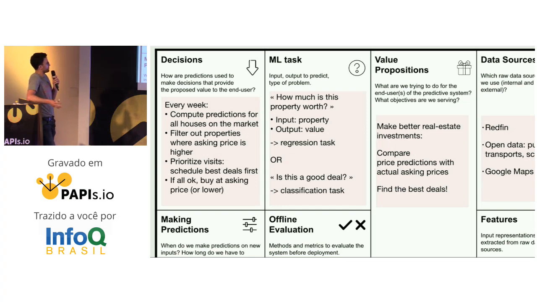And probably what they do is that they visit the property for real, they've prioritized which properties to visit first. And once they visit, they make sure that everything looks okay. And if everything looks okay, they can invest, they can buy the property at the asking price, or maybe they can negotiate. But yeah, that would be the assumption.